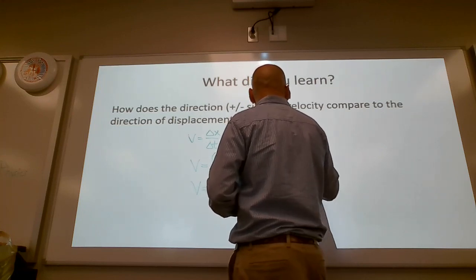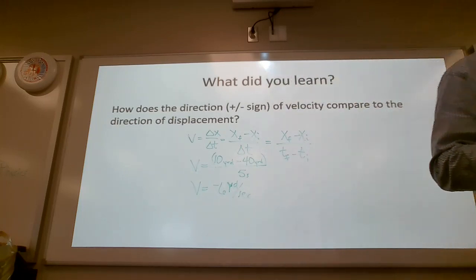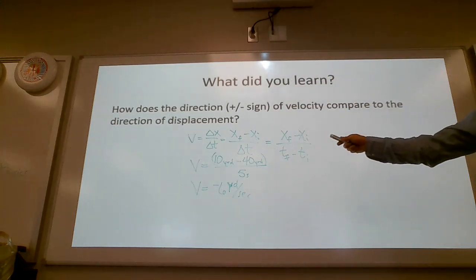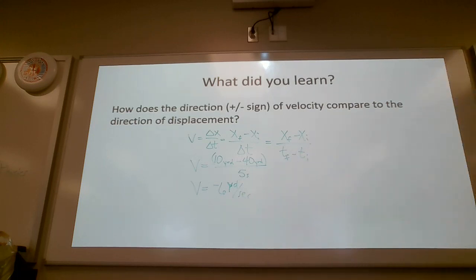So mathematically, a way to answer that would be: is it possible for delta t to be negative? Tell your neighbor yes or no, and why or why not.